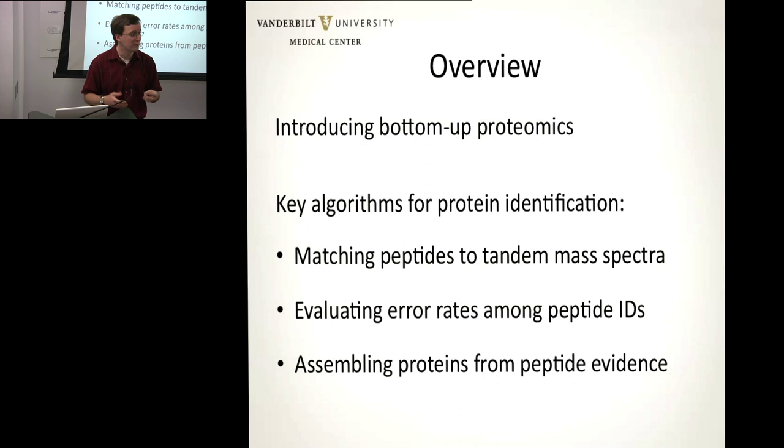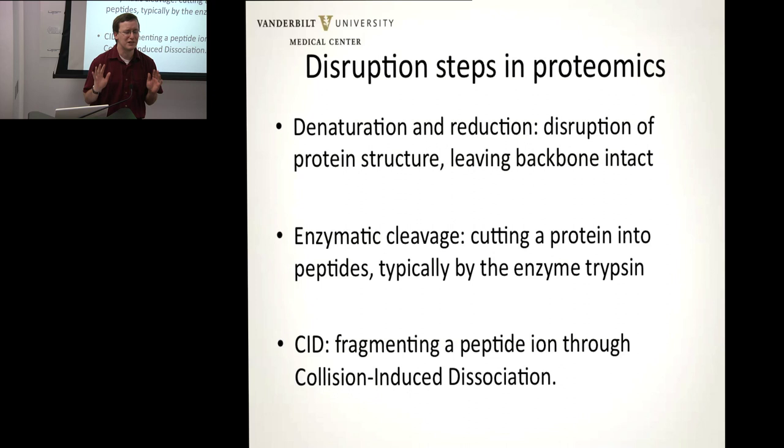So I'm going to start with a brief look at the ways in which we disrupt proteins and peptides as part of tandem mass spectrometry. I find that people, in my classes at least, frequently get lost in all the different stages at which we cut these things up. And I figure if we take it sort of one step at a time, we'll get a little clearer on that.